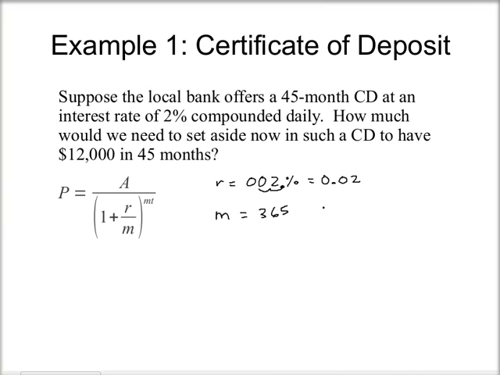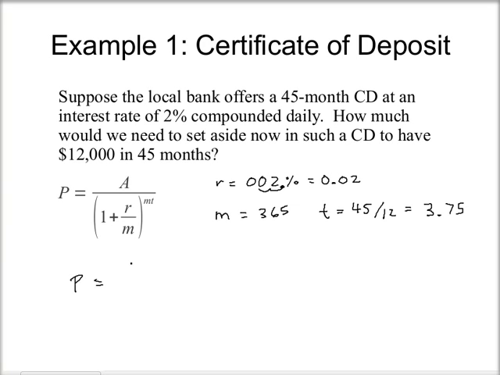And then for T, the number of years that have passed, I've got 45 months as the term of my CD, and I want to put that in terms of years. So I'm going to divide 45 by 12 to see how many years that is, and that's going to give me 3.75 years. So now I can just plug everything into my formula.